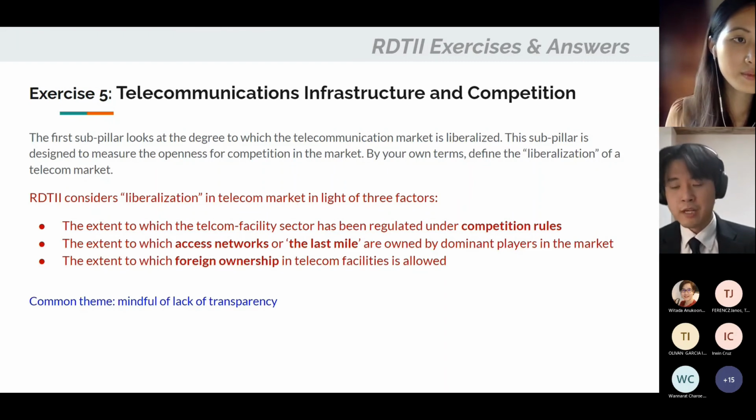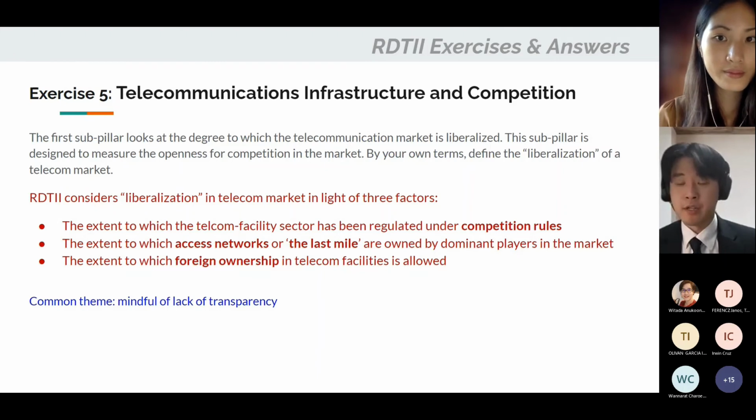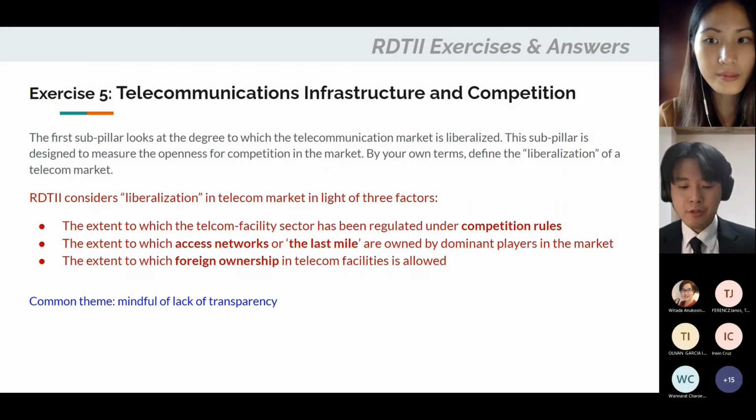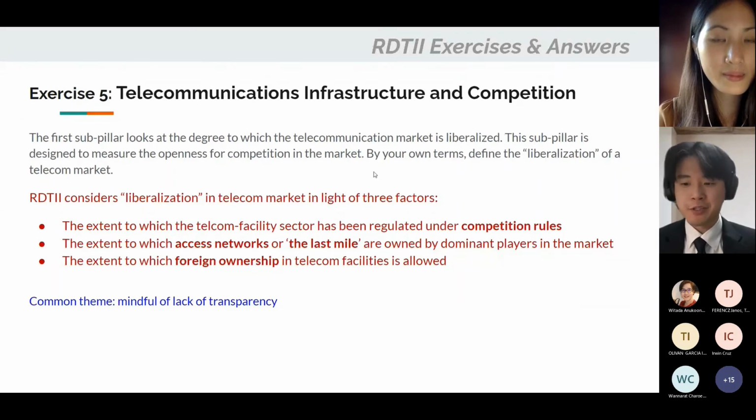If it is dominantly owned by some dominant players in the market, that means that there is less room for competition. So we try to capture that by using this vector. I think for now we can move on to the next question. Yes.